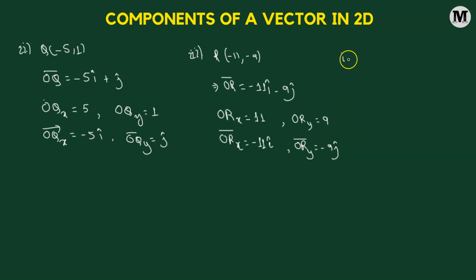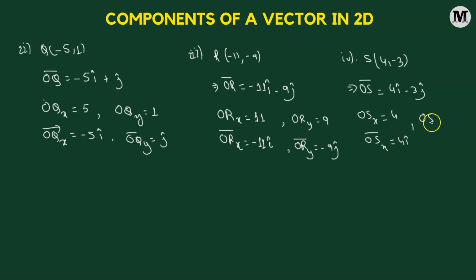And coming to the final point, we have the point S with coordinates 4, -3. Here we can express the position vector of point S as vector OS given by 4 i cap minus 3 j cap. That means the component of OS along the x-axis is going to be 4 units, and the component vector of OS along the x-axis is 4 i cap. Then the component of OS along y is going to be +3, and the component vector of OS along the y-axis is going to be -3 j cap.